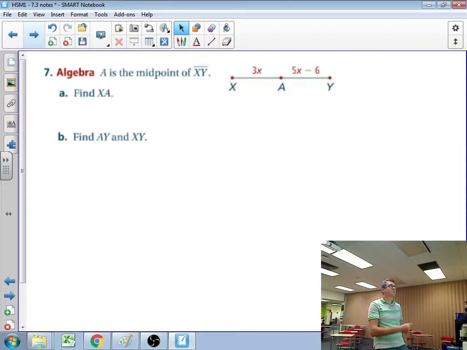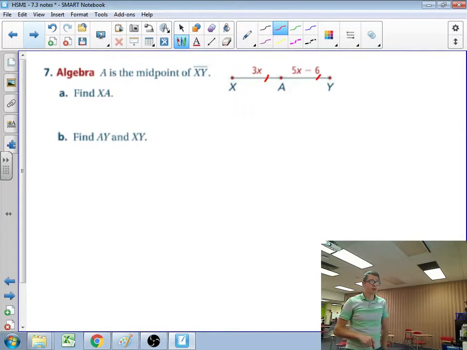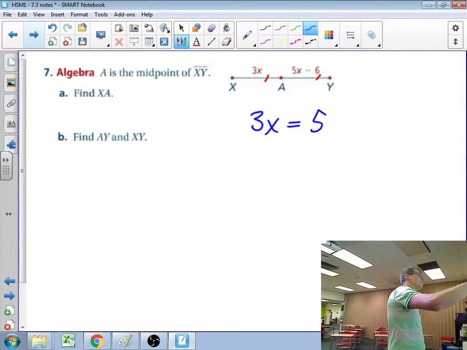It says A is the midpoint of XY. So we know A chops that segment into two equal halves. I sometimes like to notate that this segment equals this segment, just to get used to that process. Again, we're going to set up an equation relating those two segments equal to each other. So we have 3x equal to 5x minus 6.